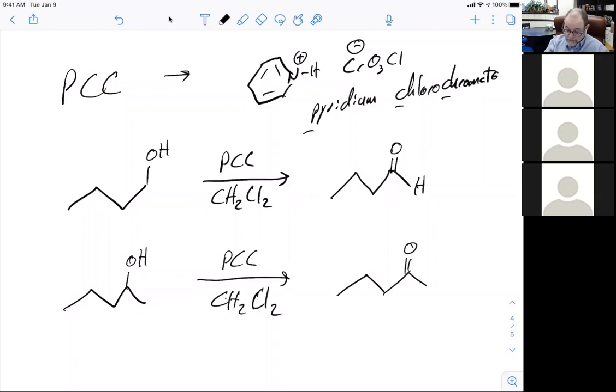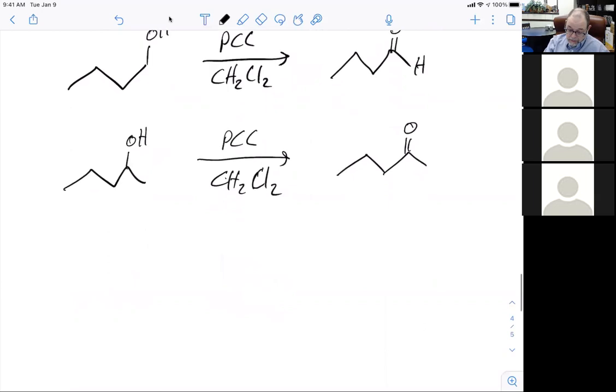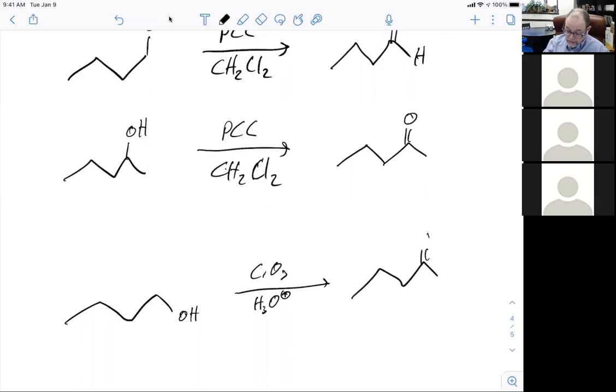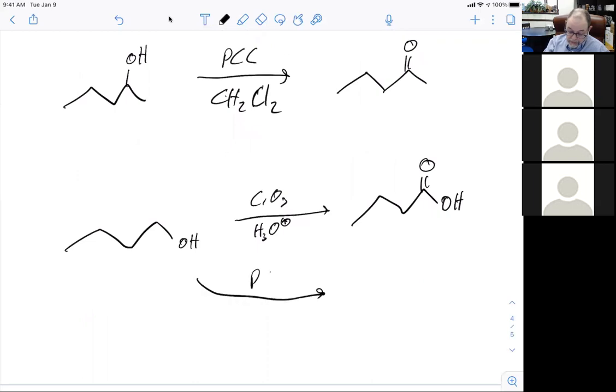Right, to form ketones. So if we look at primary alcohols, if we use one of the chromium acids, we'll end up with the carboxylic acid. If we use PCC, we'll end up with the aldehyde.